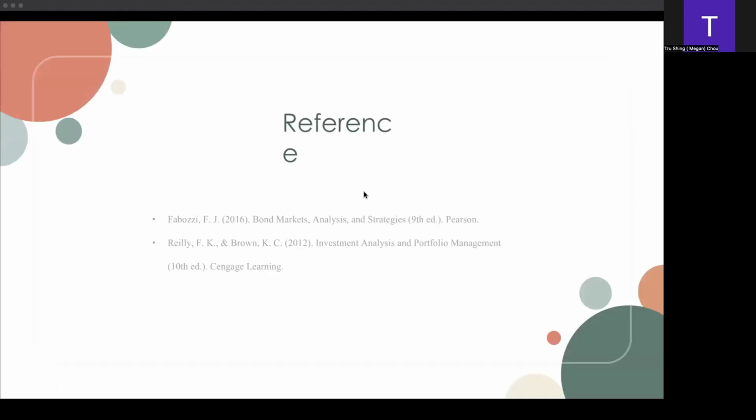These are the primary sources I have used in preparing this presentation. The concepts we have discussed are fundamental to bond investing and covered in depth in these textbooks.